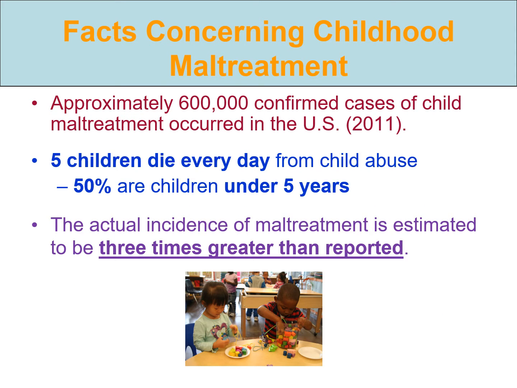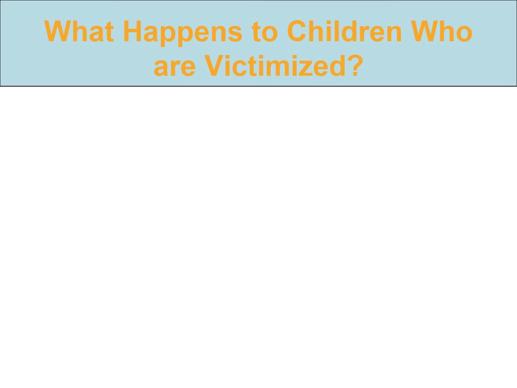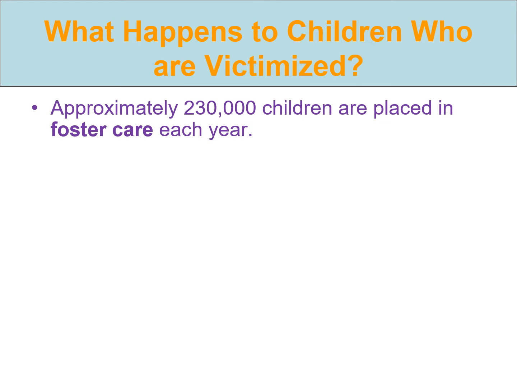So approximately 600,000 confirmed cases of child maltreatment, or abuse and neglect, occur in the U.S. This is from 2011. 5 children die every day from child abuse. 50% of these children are under the age of 5. The actual incidence of child abuse is estimated to be 3 times greater than reported. So approximately 230,000 children are placed in foster care each year, and that's what tends to happen if a child has been victimized. They're taken from their home and placed in foster care.